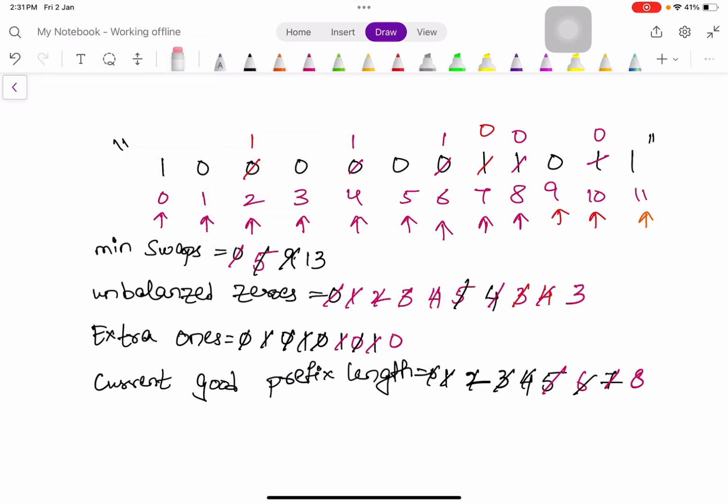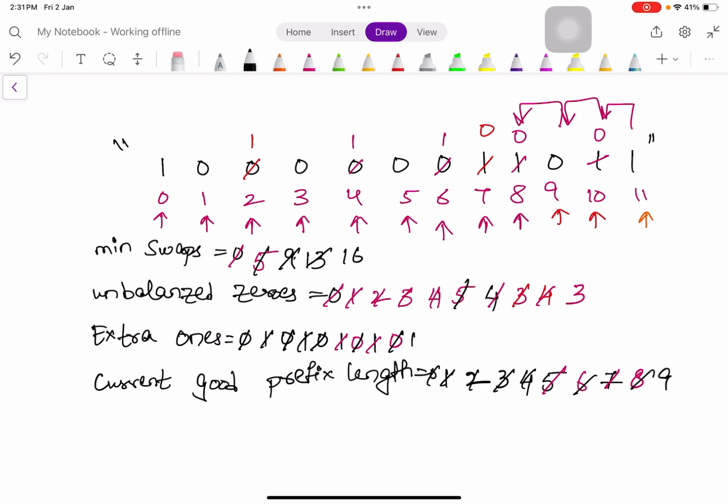11 will swap with 10 first. 10 will swap with 9. 9 will swap with 8. So 3 swaps are needed. So we'll add 3 to our minimum swaps. Minimum swaps becomes 16. Extra ones becomes 1. Current good length becomes 9.